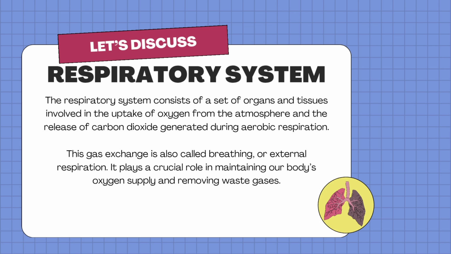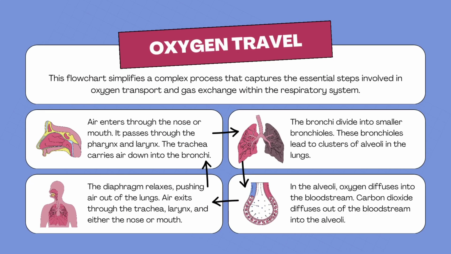What is the respiratory system actually? The respiratory system consists of a set of organs and tissues that are involved in the uptake of oxygen from the atmosphere and the release of the carbon dioxide generated during aerobic respiration.